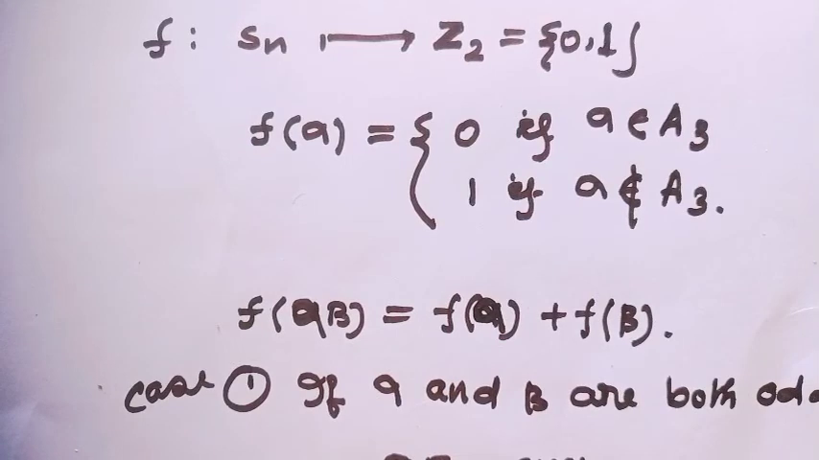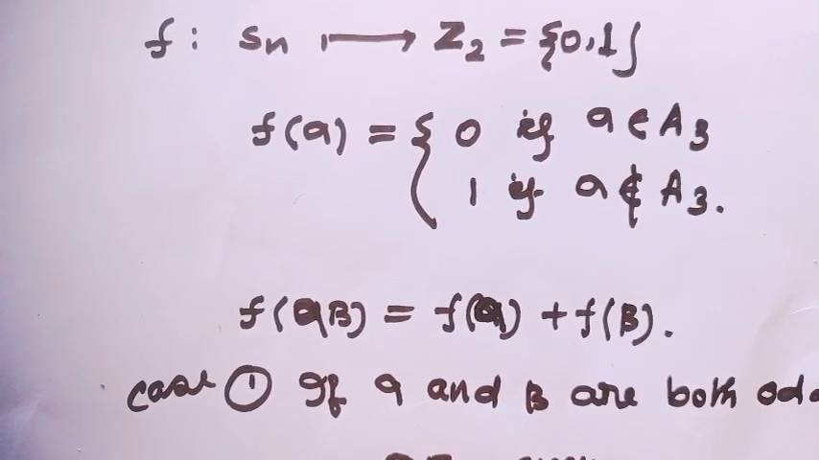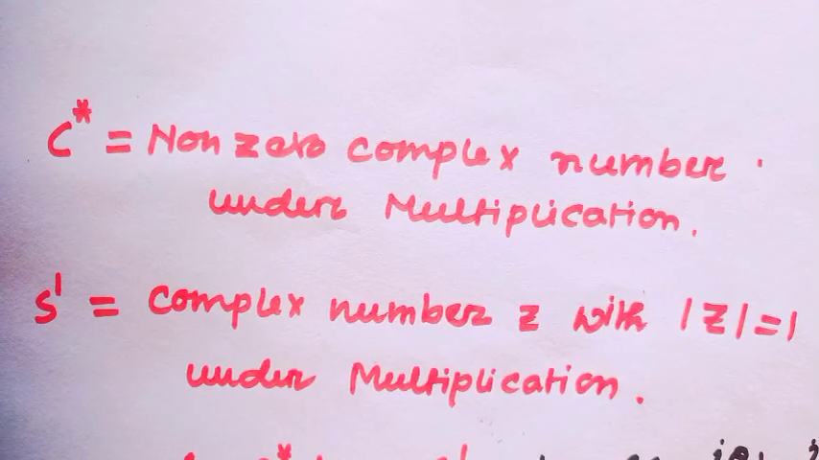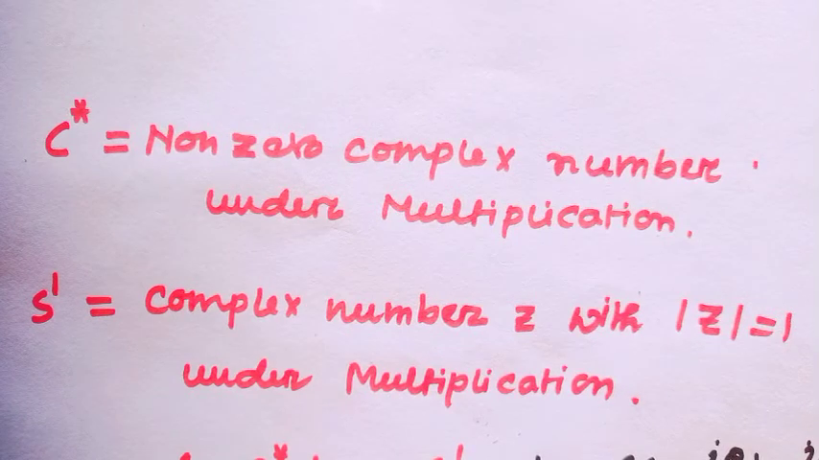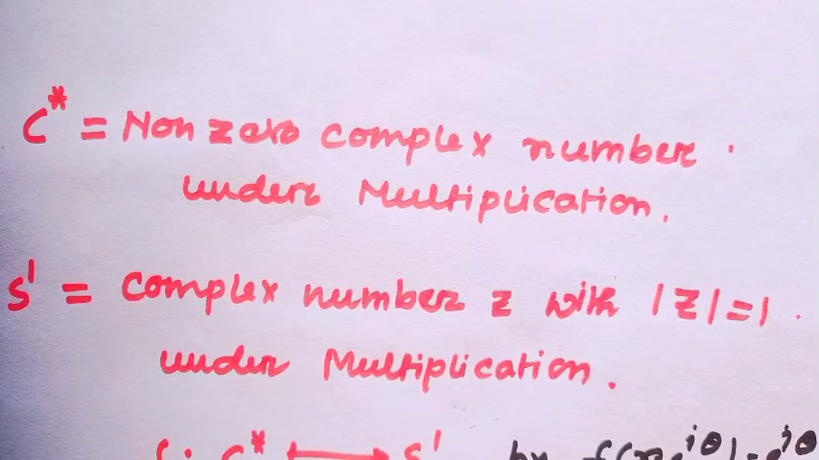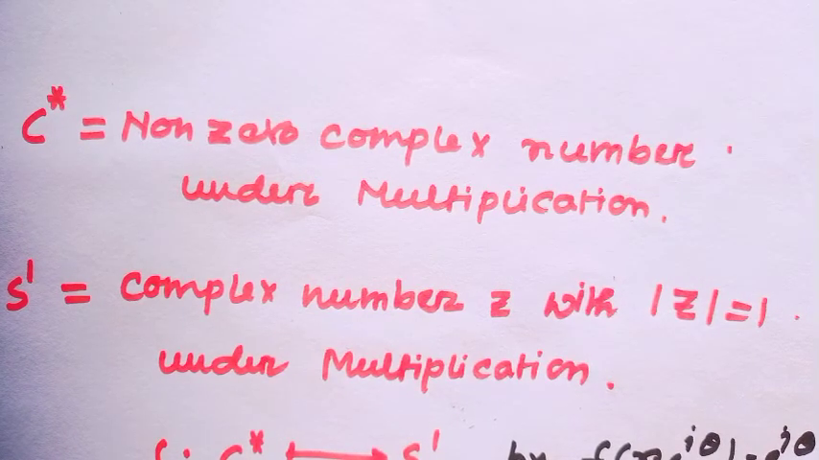So we cannot say Z3 is isomorphic to C6. Similarly, this map is onto obviously, because f of Sn equals whole Z2, but this map is not 1-1. So f of Sn is not isomorphic to Z2. Now let's see one example. Consider C star, the non-zero complex numbers under multiplication, and S1, the complex numbers Z with modulus of Z equal to 1 under multiplication.